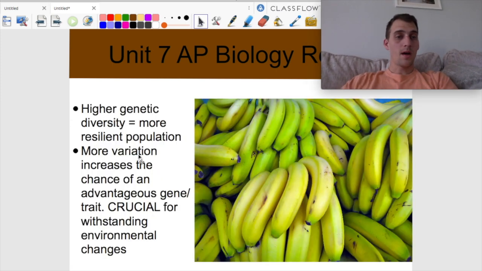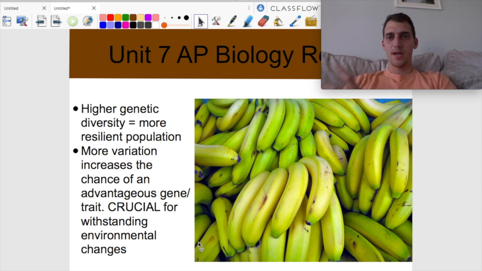So once again, a higher genetic diversity means a more resilient population. It's more able to adapt to changes in the environment. More variation increases the chance of an advantageous gene or trait. It is crucial for withstanding environmental changes.